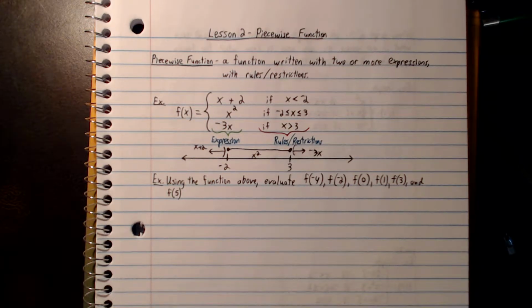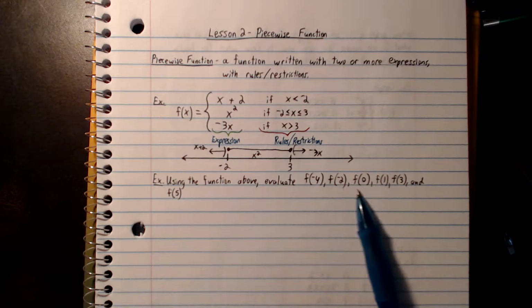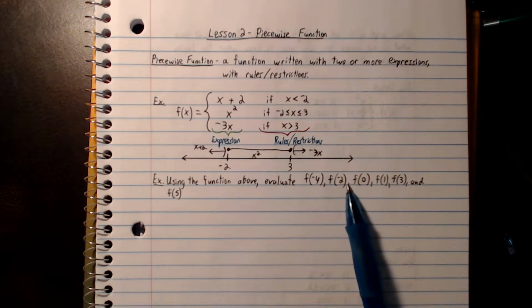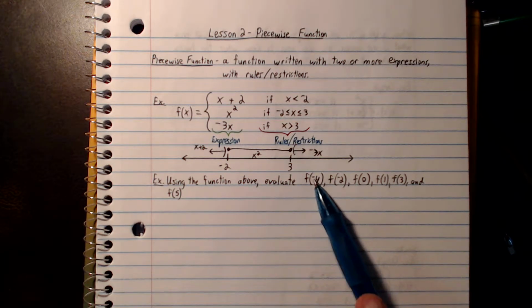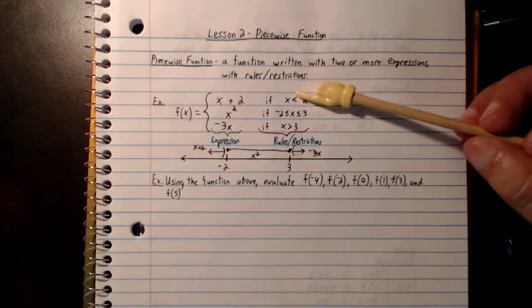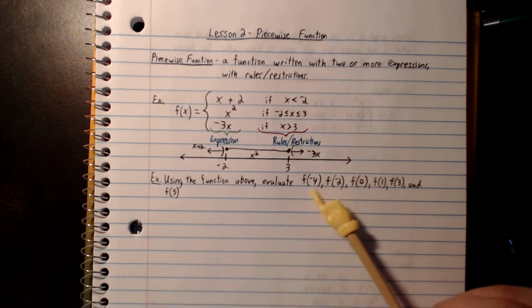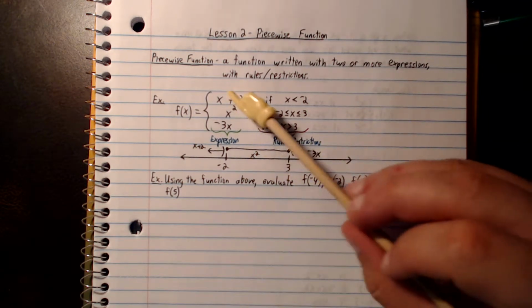when they ask you to use it. So using this same example, they want us to use that function above and evaluate a whole bunch of different points: -4, -2, 0, 1, 3, and 5. In the last lesson, we just plugged these into the same function. We don't have that luxury here. We have to figure out where these numbers belong. Again, you can look at it directly from here to here, and say, well, I know -4 is less than -2, and then just evaluate it where it belongs.